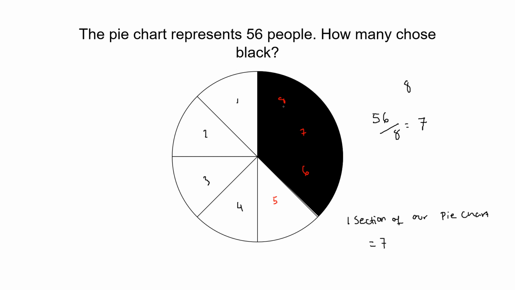So if we have a look, there's 1, 2, 3 sections. So sections 6, 7, and 8 are all black. So all we have to do is 7 times 3, which gives us an answer of 21.